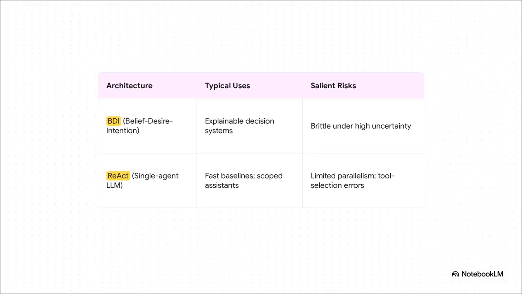And look, not all agents are built the same. As this table shows, different agent architectures are designed for different types of problems. For example, some architectures, like BDI, are really good for making decisions that we can easily understand, but they kind of fall apart with high uncertainty. Others, like ReAct, are super fast and efficient for simple tasks, but they can make mistakes choosing the right tool. The key takeaway here is that the architecture has to match the problem's DNA.